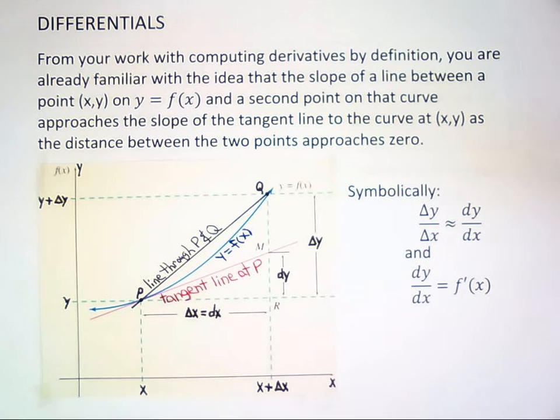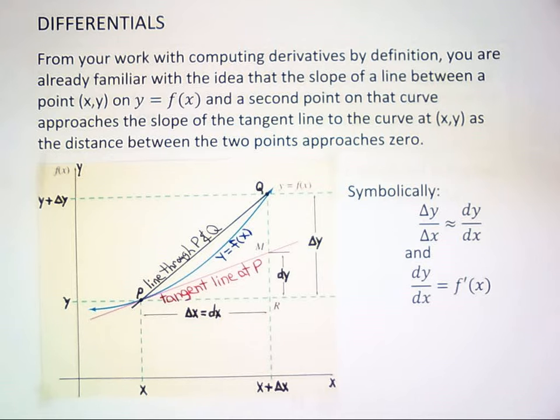Now we want to discuss the concept of a differential. And I just want to motivate this a little bit and begin by saying, from the work you've already done with computing derivatives by definition, you should be familiar with the idea that the slope of a line between a point on a curve, say this point P, and a second point Q, approaches the slope of the tangent line, this one in red, as the two points P and Q get closer and closer together.